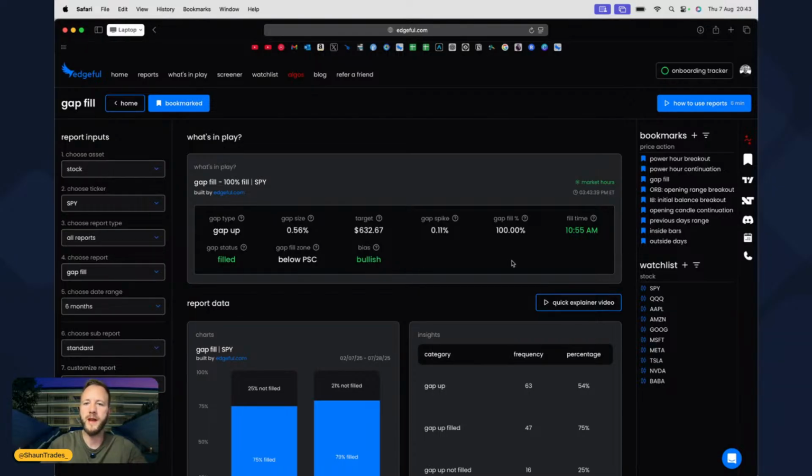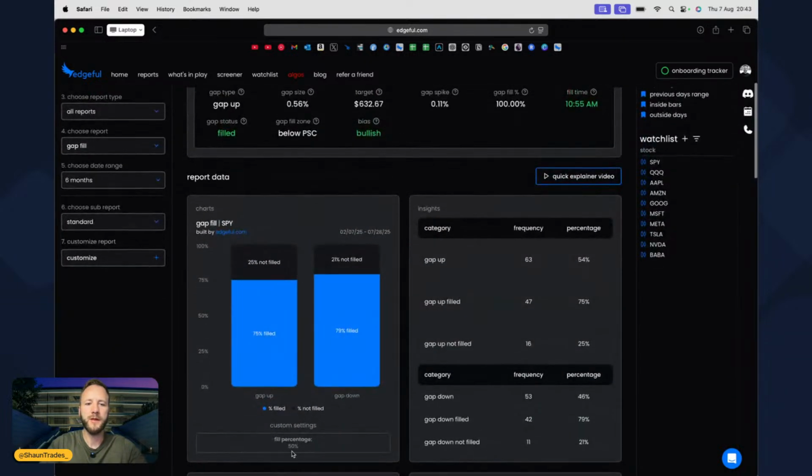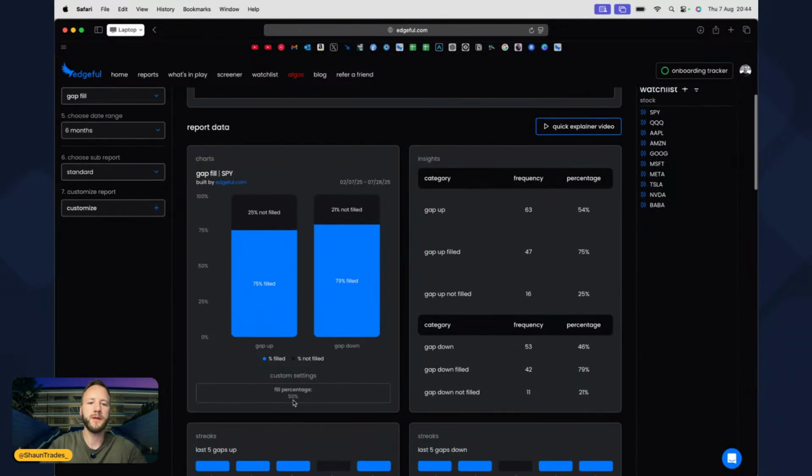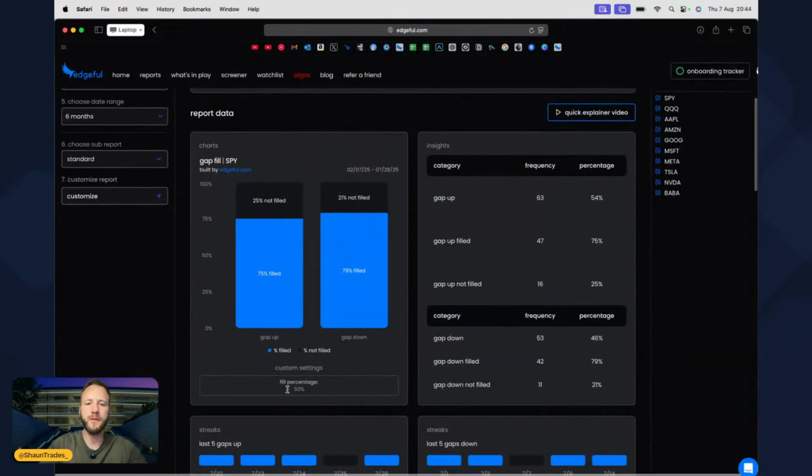Of course, we've already had this data. It's because this is more of a beginning of the day report that you would use, obviously, because of the gap fill. And obviously, the fill time was 10:55, which is about an hour and a half into the market time. Bias is bullish, and the gap status filled, as we saw. So the fill percentage is 50% set. You can see that there, 50% set, which is what we're looking for.